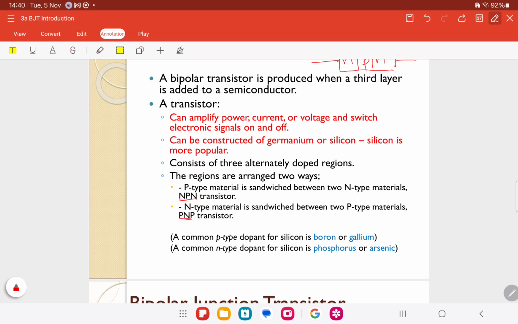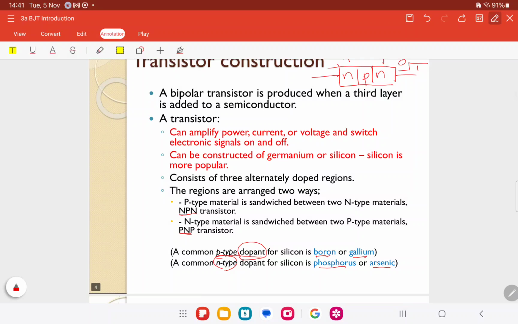Okay, remember yang kita belajar, when we have the extrinsic, so kita ada dopan that we add into the intrinsic. Same goes for this transistor. For P-type, ini adalah the contoh of compound that we can masukkan into the intrinsic yang pure, original one. Okay, kalau nak dapatkan P-type, kita boleh tambah with boron or gallium. Kalau nak dapatkan the N-type, we can use the phosphorus or the arsenic. Okay, this is on 2 types of the compound.